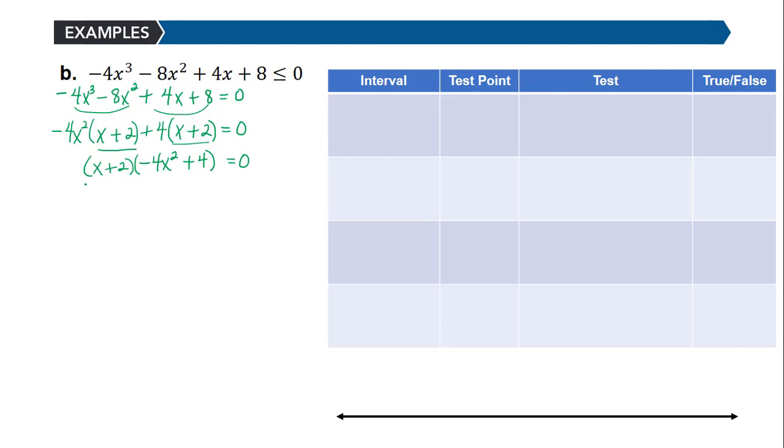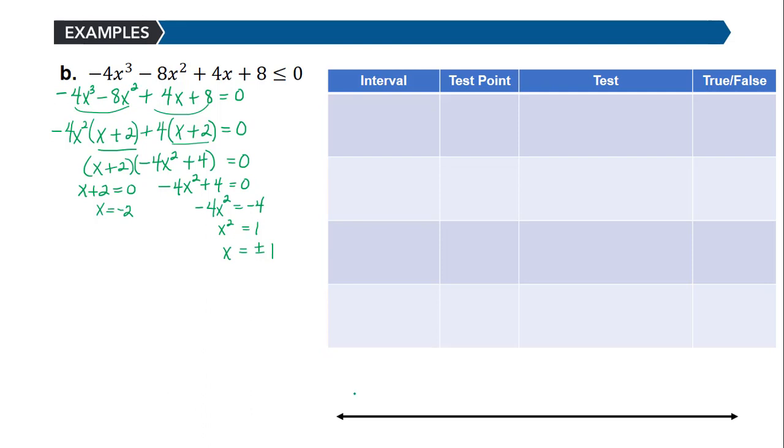So now it's factored. We can set x plus 2 equal to 0, or negative 4x squared plus 4 equal to 0. So we get x is equal to negative 2. We can use the square root property to solve the second equation. We can subtract 4 to get negative 4x squared equals negative 4, and then divide each side by negative 4 to get x squared equals 1. So by the square root property, x will equal plus or minus the square root of 1, or plus or minus 1.